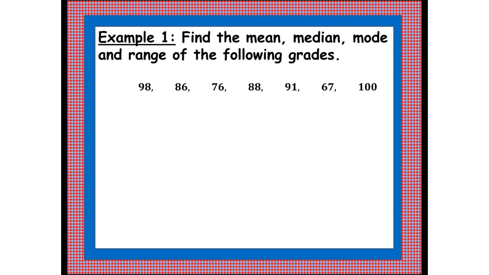Okay, so now we are going to find the mean, median, mode, and range of the following grades. So the first thing I'm going to do is rewrite those numbers in order from least to greatest. So the smallest number I see is 67. And when I do that, I'm going to cross out the numbers as I use them so I don't rewrite them.